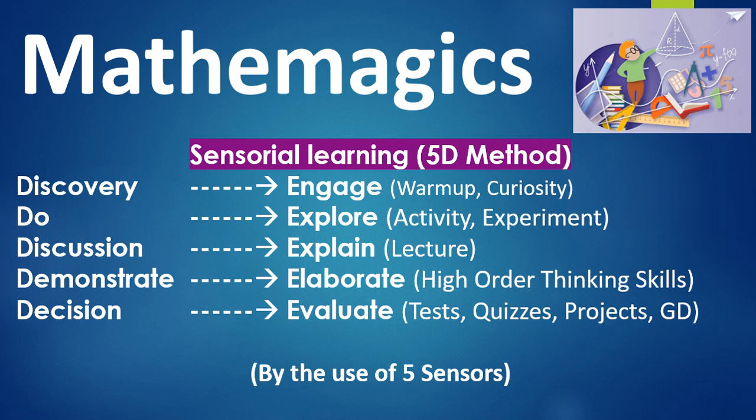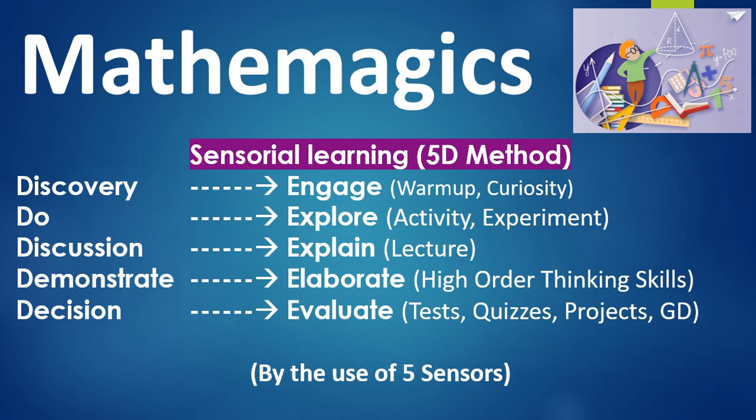Now the elaborate stage is about higher order thinking skill. The teacher will give questions to the students so that they will think and apply the knowledge. I have given the work as a demonstration. And the last one is evaluate, that is based on the test, quiz, project, group discussion, annual examination, half yearly examination. So this is all regarding the decision of how much the student has understood the topic.